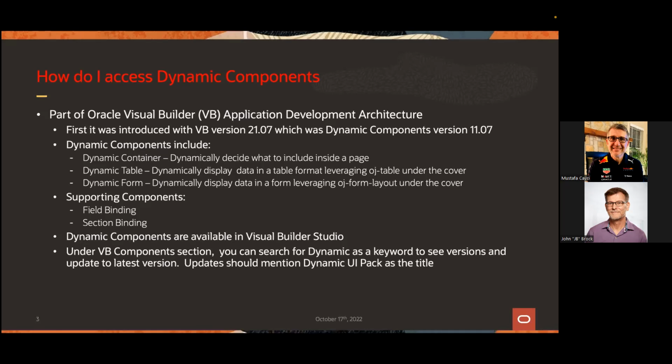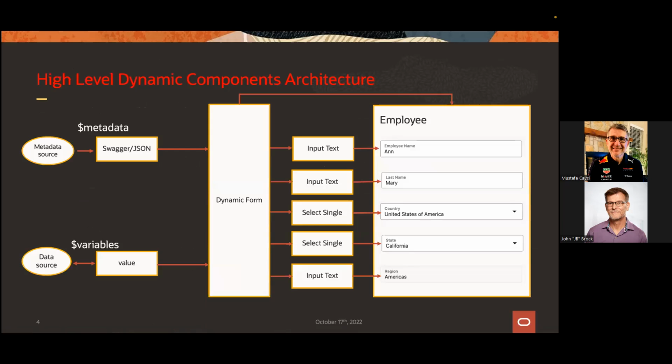So let's dive into a high-level component architecture. I put this diagram together to help you understand the moving parts. This is only for the dynamic form specifically, but the concepts apply to the dynamic table as well. On the right side, let's take a look at an employee form, whether it's a read form or an input form. It has an employee name, last name, and a drop down for a country, state, and then the region that country belongs to. On the left side, there are two main concepts of dynamic components, which I will be mentioning and repeating throughout the presentation: metadata source and data source.